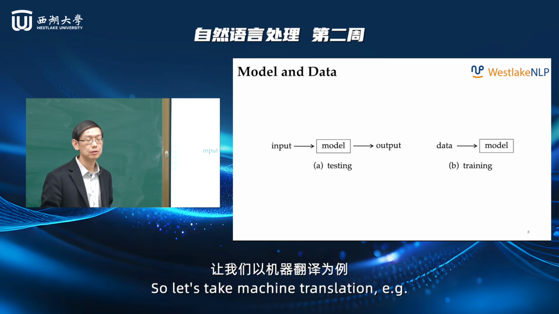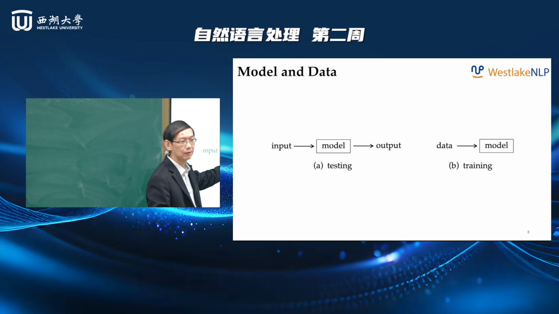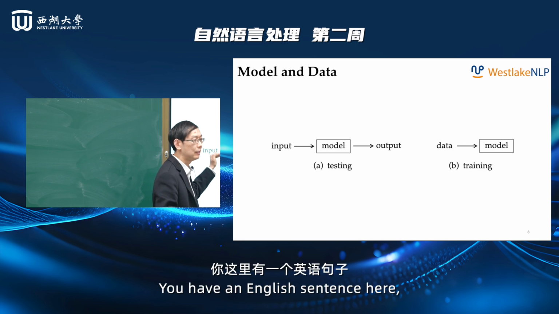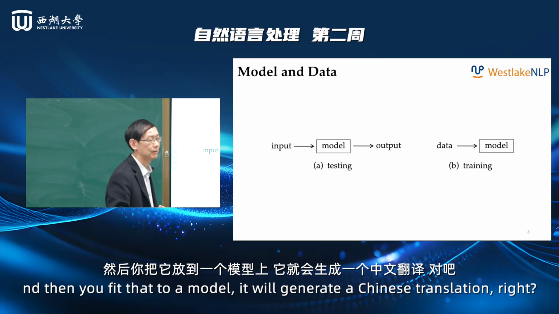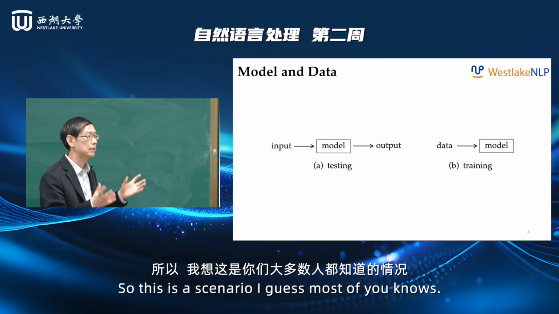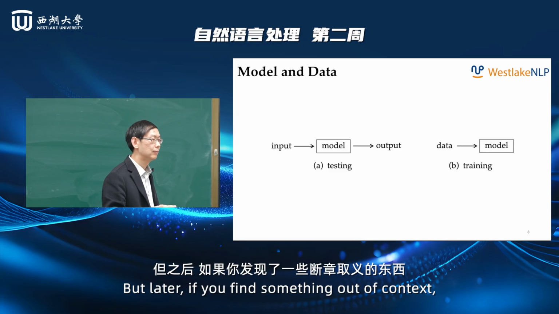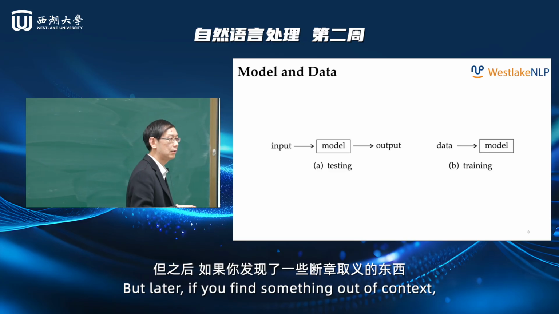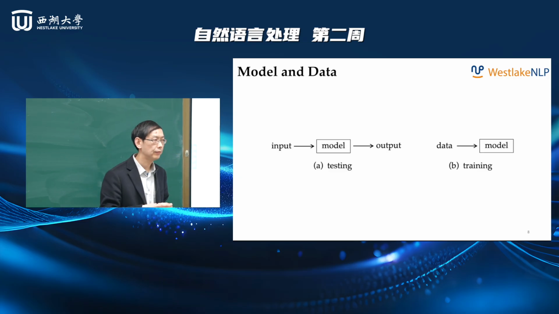So let's take machine translation for example. You have a machine translation model here, right? You have an English sentence here. And then you feed that to a model, it will generate a Chinese translation, right? So this is a scenario I guess most of you know, but later if you find something out of context, you remind yourself of this scenario.